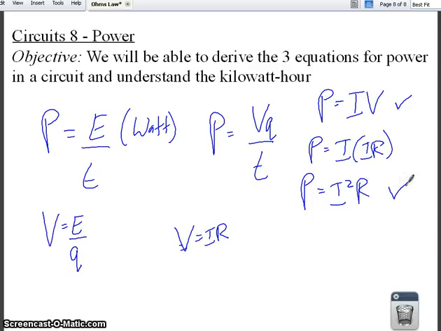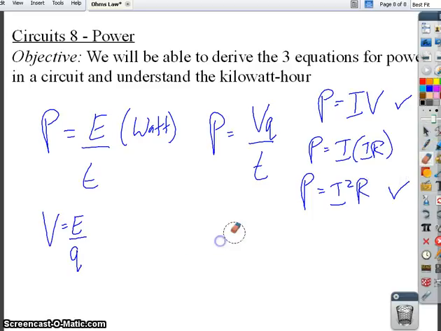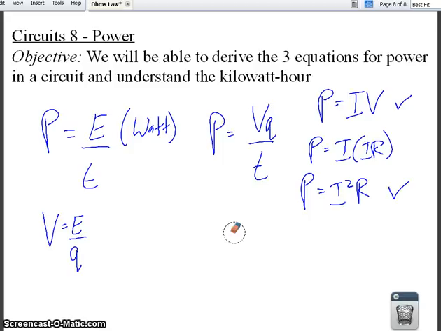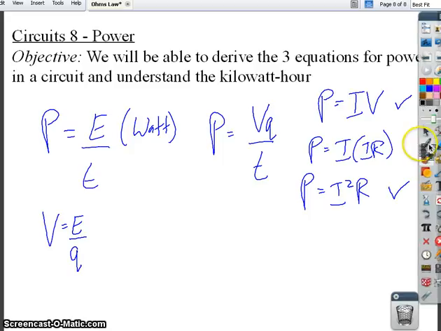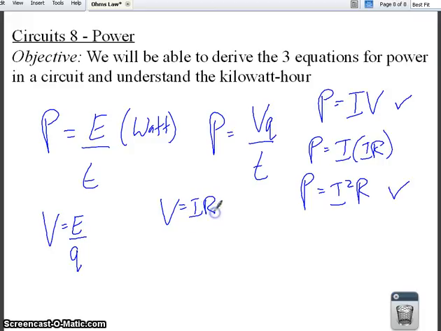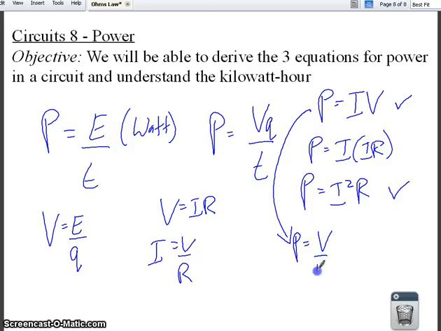Okay? And our third equation for power, we can rewrite this as, if V equals I times R, well, I equals V over R. And so if I take this equation down here, P is equal to V over R times V. So I plugged in V over R right here for I, and so we get power is equal to V squared over R. That is our third equation.